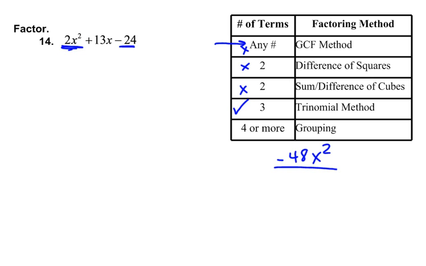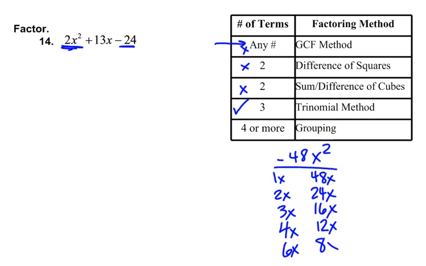And we're going to list off all the ways to multiply to get negative 48x squared. So that would be 1x and 48x, 2x and 24x, 3x and 16x, 4x and 12x, and then finally 6x and 8x. 48 is a number that has a lot of different combinations to multiply to get it. So you want to make sure you get all of those. Make sure you take your time and don't miss any, because a lot of times the one you miss might be the one that you need.